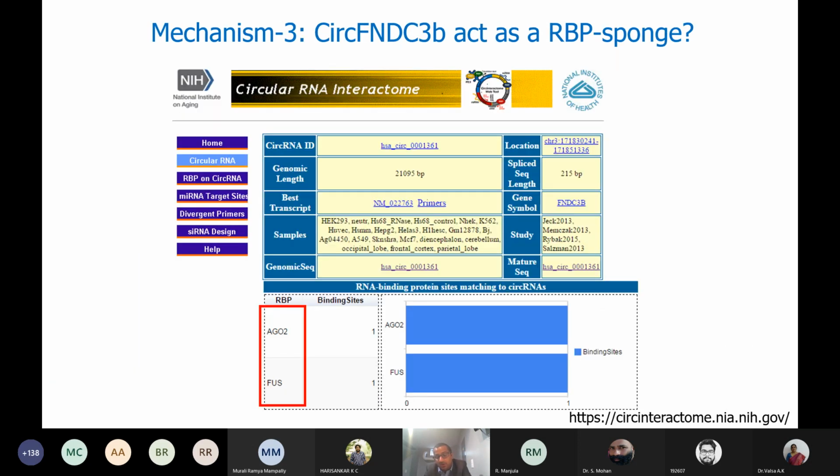Next, we are done with two mechanisms. We needed to perform the third experiment to see whether it interacts with RNA binding proteins. In the literature, we know that circular RNAs either act as microRNA sponges or RNA binding protein sponges. While we were doing this, Mariam Gorespi's group at NIH made a database. We looked at our circular RNA's sequence, and it has binding sites for AGO2 and FUS. FUS is an RNA binding protein, and AGO2 is an important mediator of the RISC complex. It's a core component of the RISC complex.